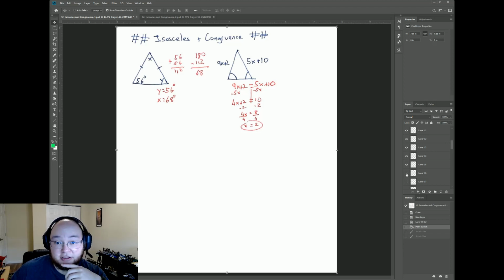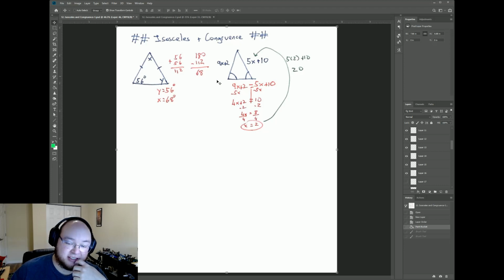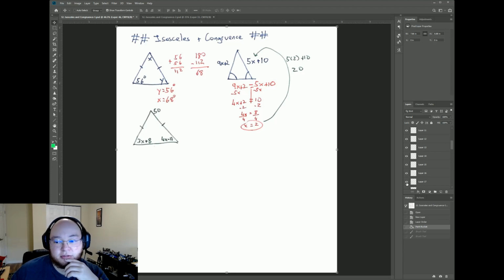And then you should plug those in because you're usually looking for the sides, not just for x. 5 times 2 is 10. 10 plus 10 is 20. Check the other side too. Oh, apparently I didn't check the other side. I've done a bad job there. But you should check the other side. 9 times 2 is 18. 18 plus 2 is 20.